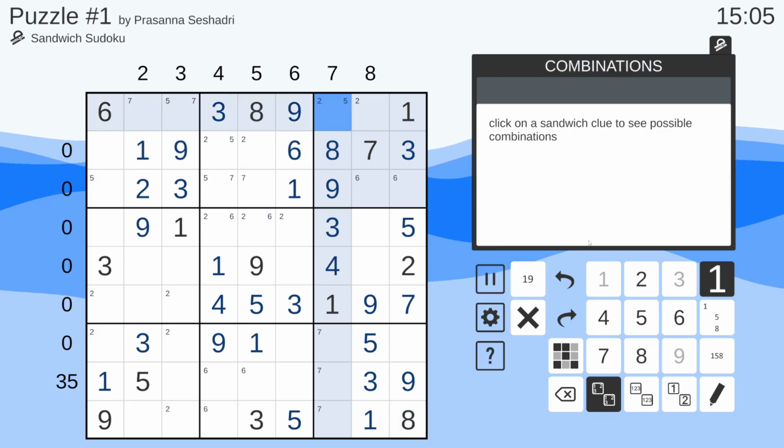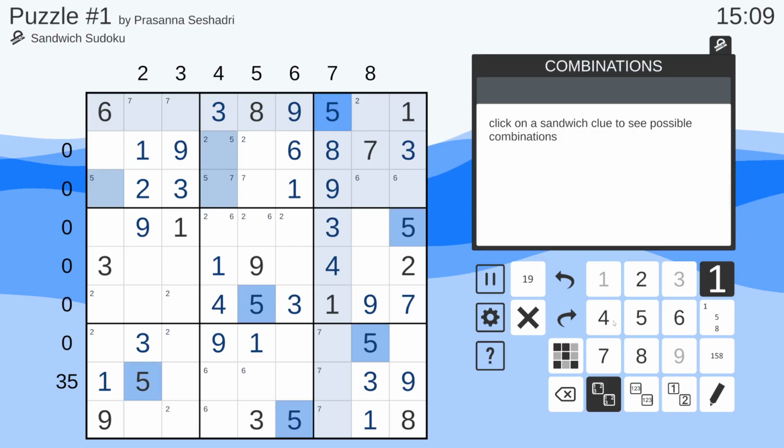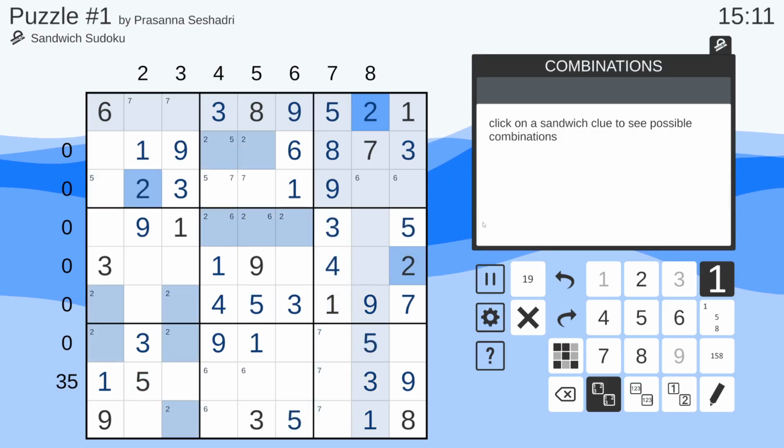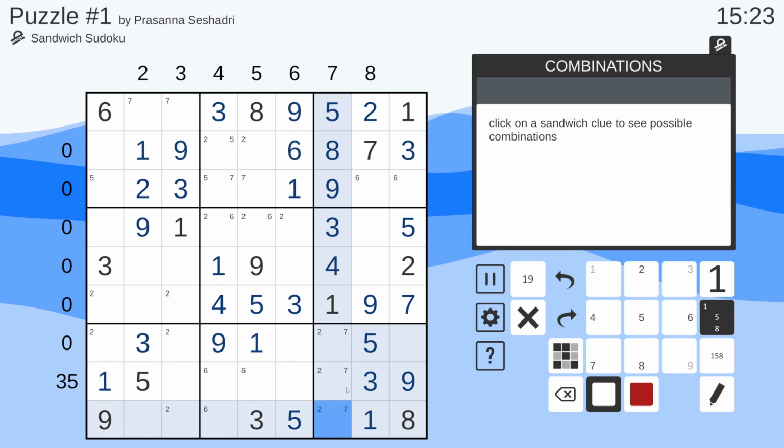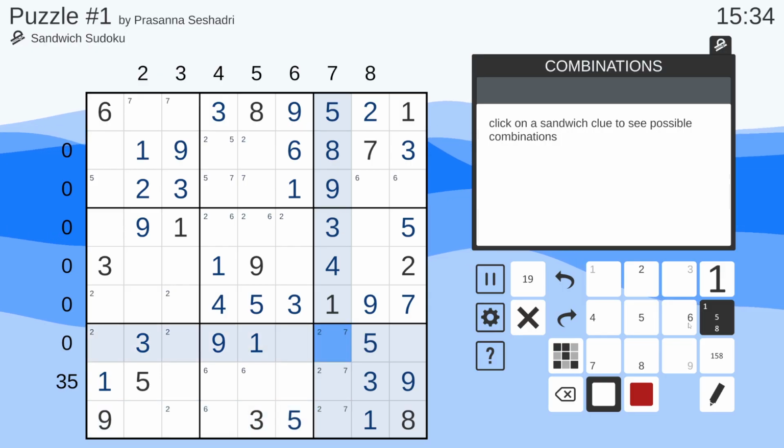That gives me a 5, I think. Yeah, it does. It gives me a 5. It gives me the 2. There's a 2 down here with this 7 somewhere. 2, 7, and, well, we have the rest of the numbers in the column, so we know it's 2, 7, and 6. 6 also needs to be placed in this column.